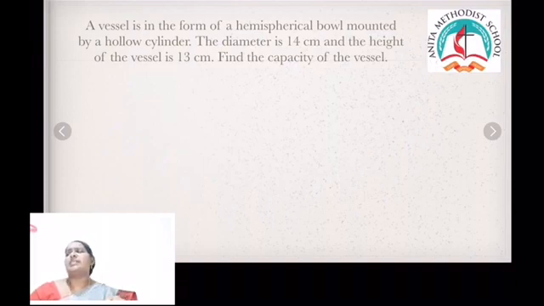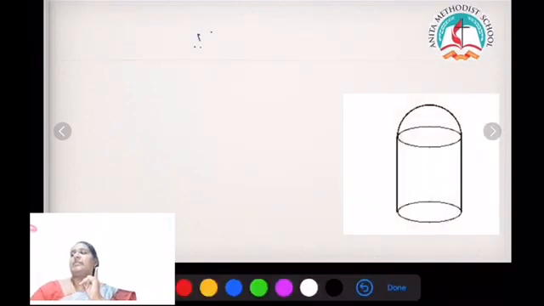So now we see that, children, what all is given. The diameter of the hollow cylinder is given, as well as the diameter of the hemisphere. From that you will find the radius. How will you find it? Half of the diameter is called what? Radius. So radius equals d by 2. So you found 7 centimeter. You know the total height is 13 centimeter.